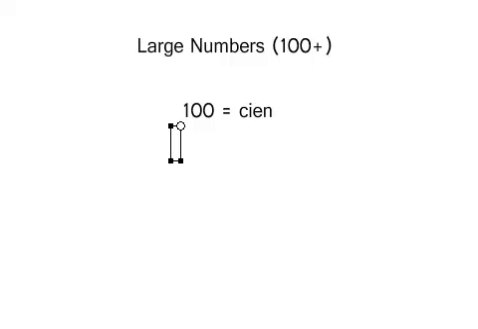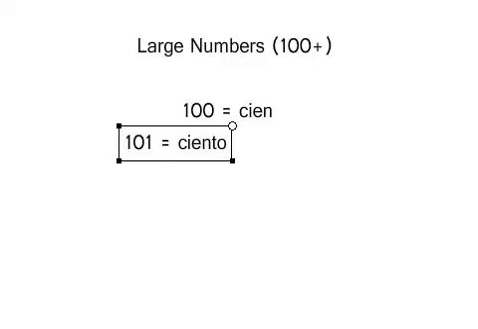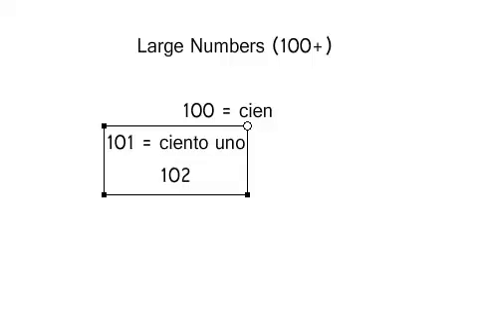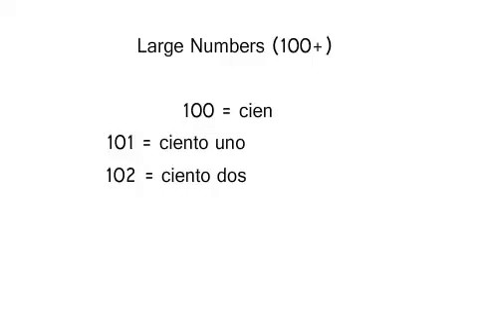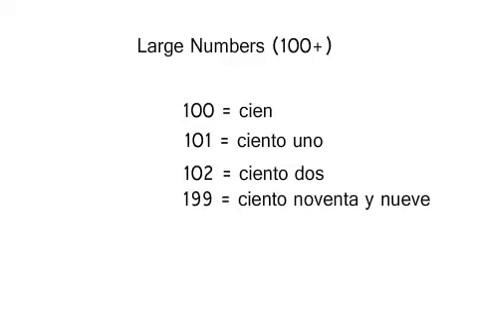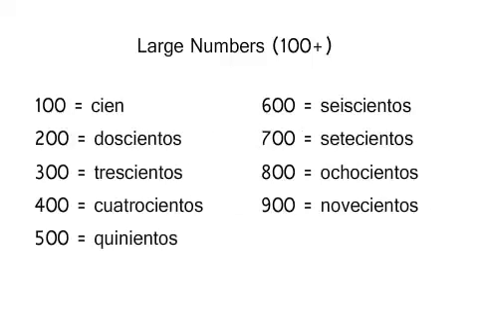Starting with 101, however, instead of just cien, we call this ciento, and then we add the other numbers, 101, 102, and so forth. And we'll follow that same pattern all the way up through 199. Starting with 200, we follow that pattern of using ciento.